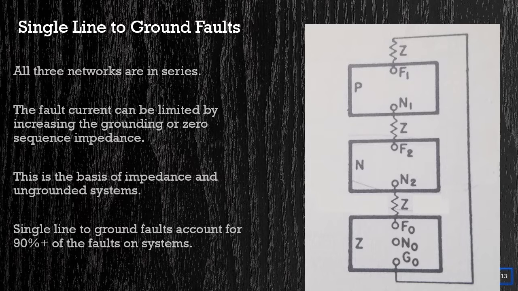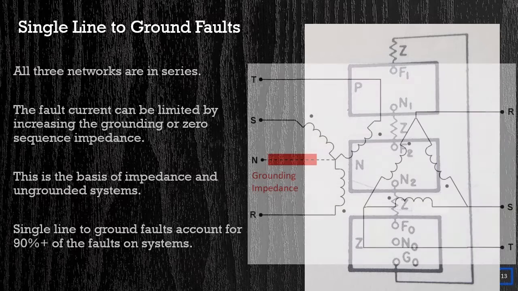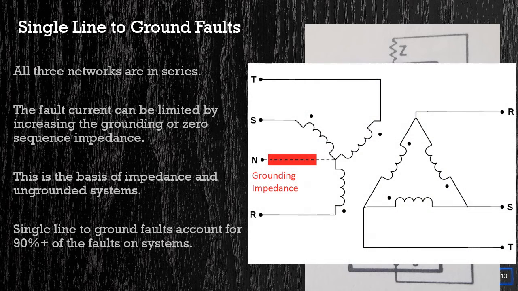Now let's go over single line to ground faults. All three sequence networks are in series for a single line to ground fault, and because of this, added impedance to ground can be used to limit the fault current for ground faults. This is how impedance-grounded and ungrounded systems limit ground fault current. This type of a fault accounts for over 90% of system faults, so if there is a network you are going to burn into your head, this is it.